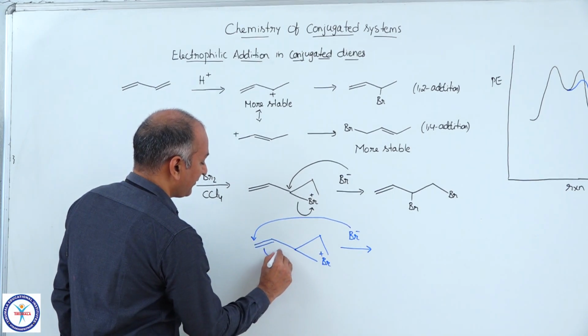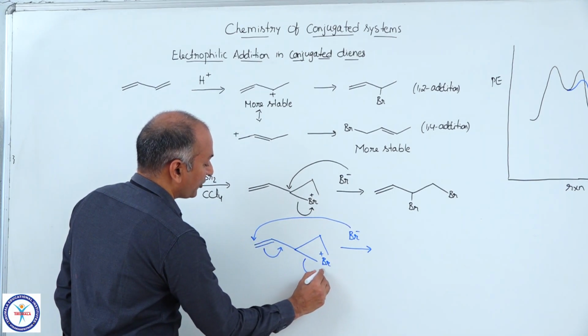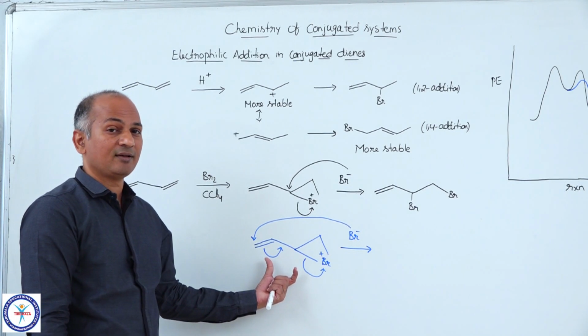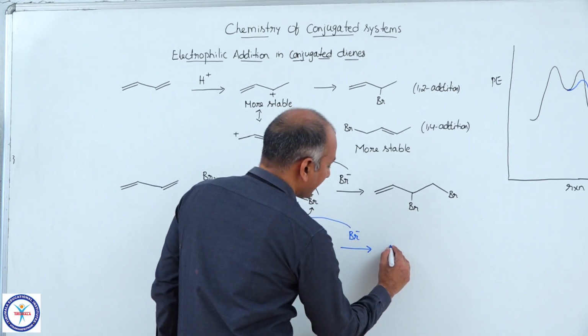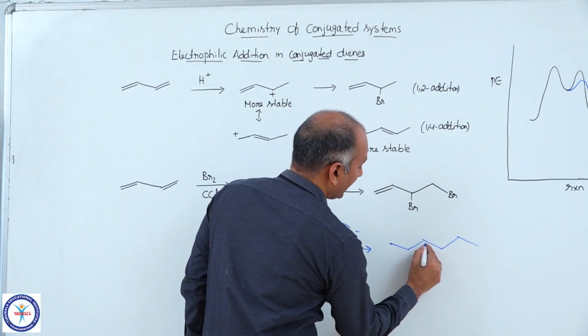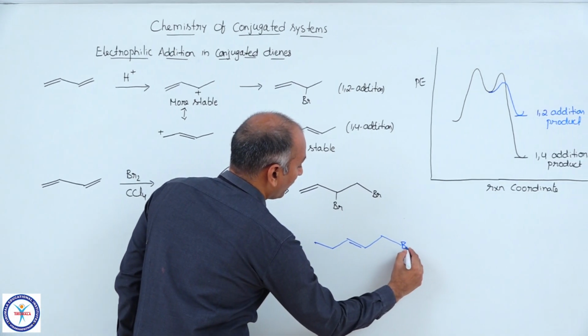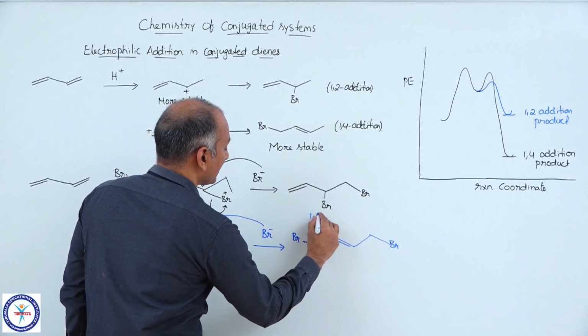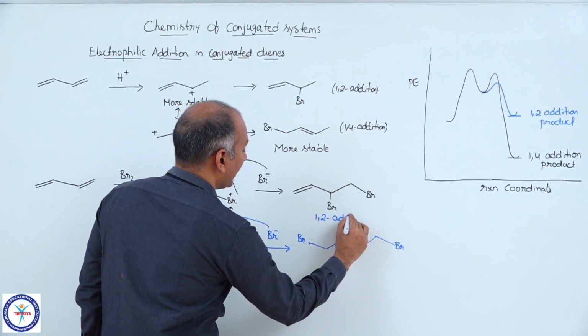And this pi bond is shifted here, and now this bond is broken. All of you carefully observe this. This is one possibility. And if that happens, then you will get this compound. Here lies the double bond. One Br here and another Br here. And this is the 1,2 addition product.